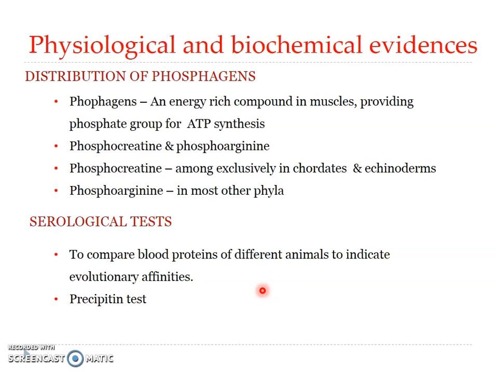Next we have the phosphagens. The word itself says phosphagen, phosphate generating, isn't it? So here it is with regard to ATP generation. Phosphagens are actually the energy-rich compounds in muscles, providing phosphate groups for ATP synthesis. So they play a key role in muscle contraction and are the sources of energy for the resynthesis of ATP from ADP once the ATP is broken down.